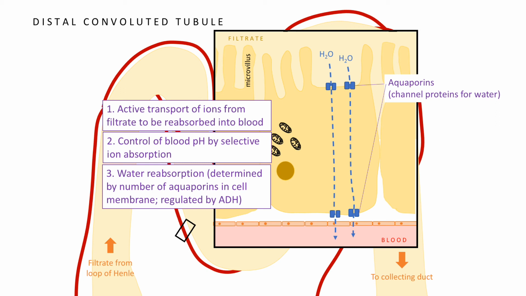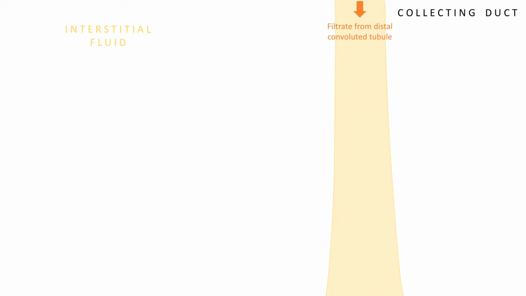Okay, so finally we'll move on to the collecting duct. So let's just take a quick look at the collecting duct before we answer the questions. So filtrate enters the collecting duct from the distal convoluted tubule. Surrounding the collecting duct is the interstitial fluid. So the filtrate that enters is at around 300 milliosmolar. That's similar to blood plasma.